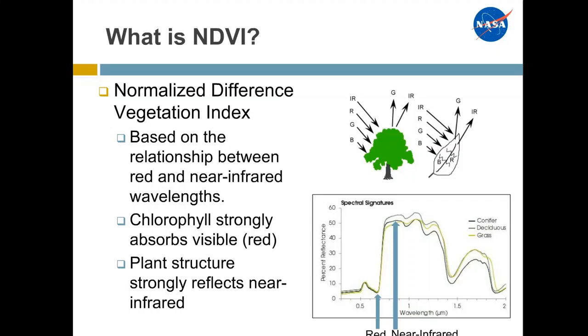When sunlight strikes plant leaves, the chlorophyll in those leaves strongly absorbs visible light, primarily blue and red, and the cell structure of the leaves reflects green and strongly reflects near-infrared light. This is portrayed in this graphic on the top as well as the graph below it. The 2 key wavelengths for NDVI are the red and near-infrared. In this graph, you can see where the red is being absorbed and has low reflectance, and the near-infrared is highly reflective.